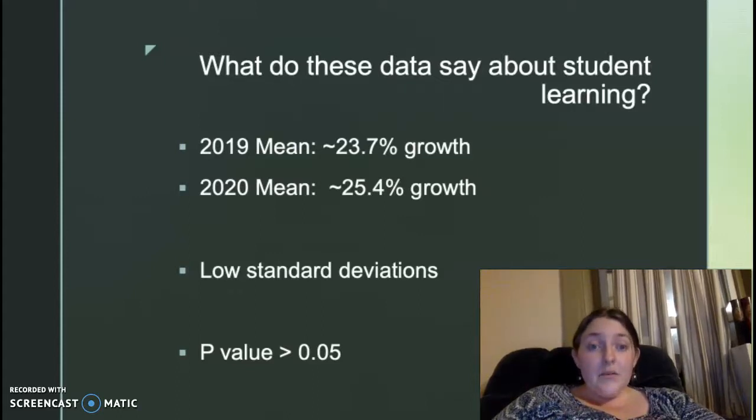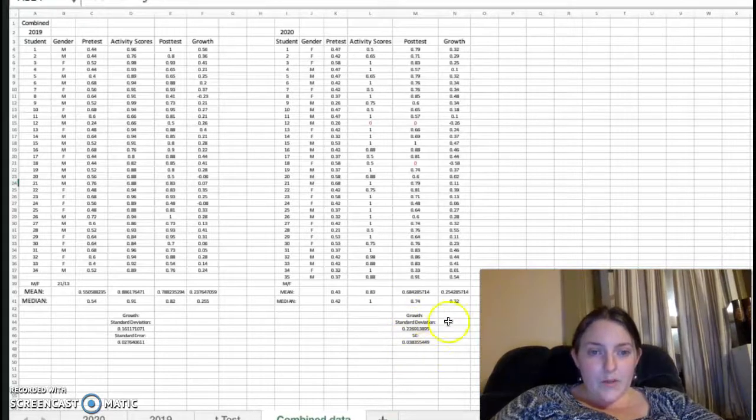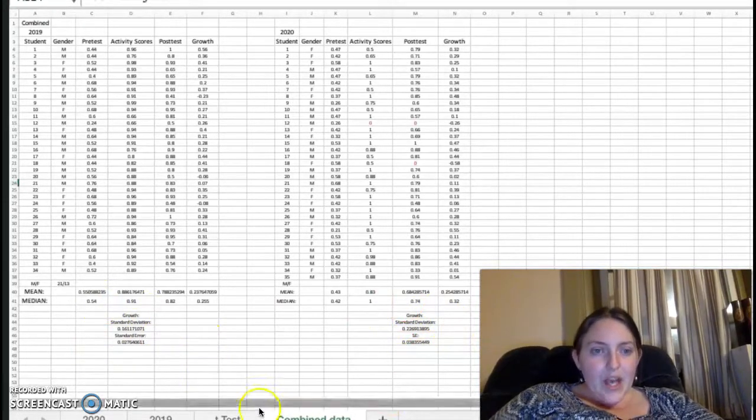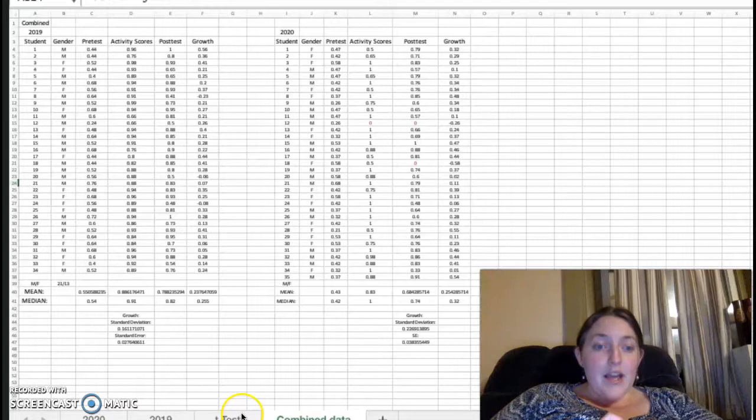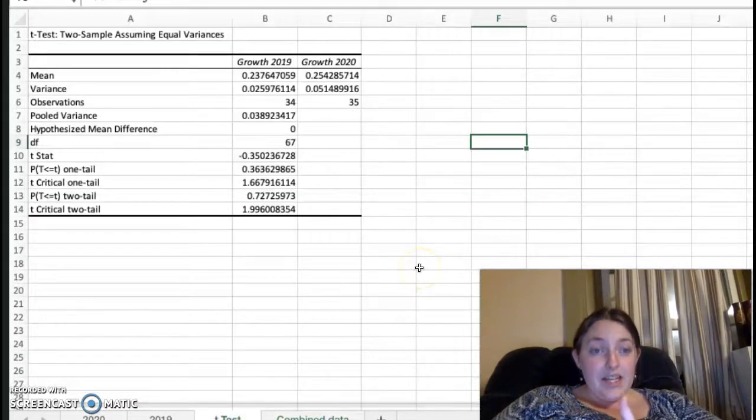So the first thing I looked at were the standard deviations, which I also have on there. I've calculated them towards the bottom here and here. And they were actually relatively low standard deviations. My data wasn't everywhere, so that was nice. And then I compiled my data into a t-test.